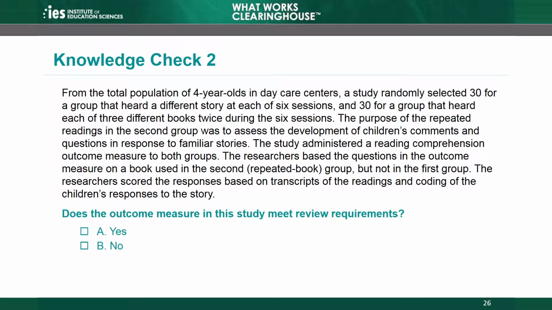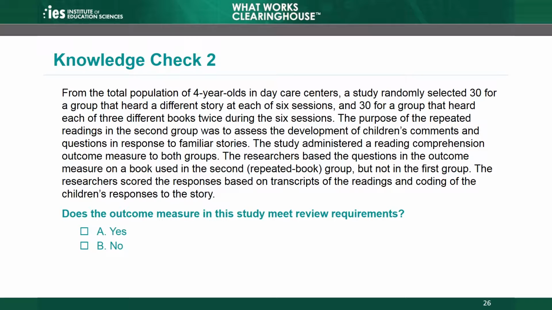Knowledge Check 2. From the population of 4-year-olds in daycare centers, a study randomly selected 30 for a group that heard a different story at each of 6 sessions, and 30 for a group that heard each of 3 different books twice during the 6 sessions. The purpose of the repeated readings in the second group was to assess the development of children's comments and questions in response to familiar stories.